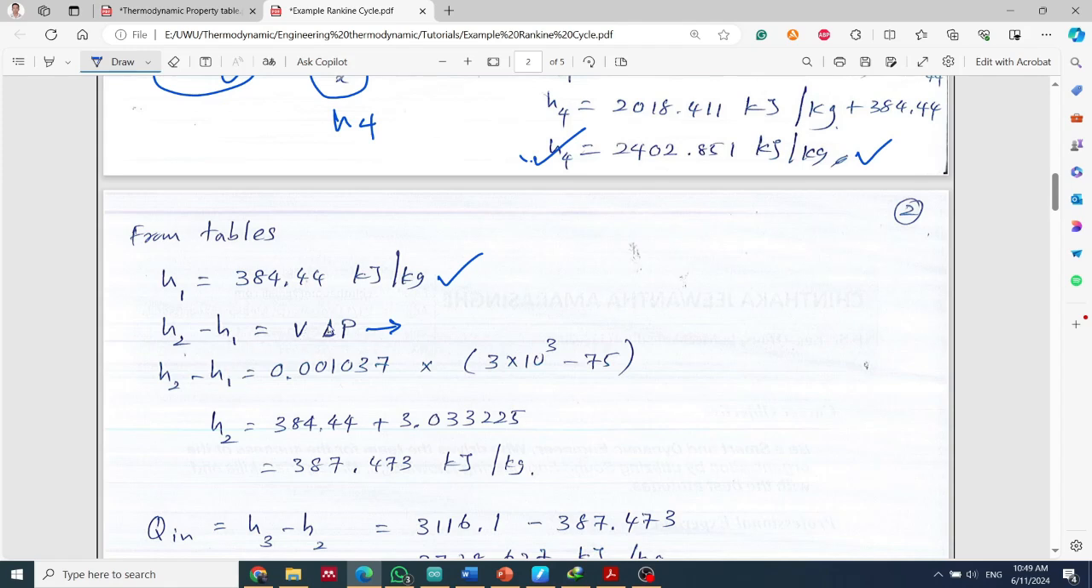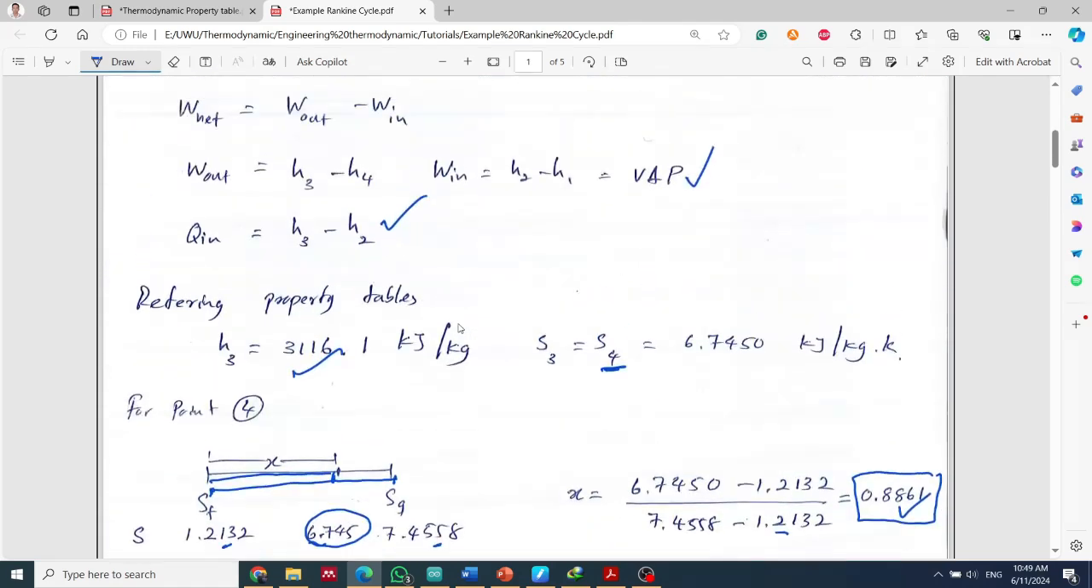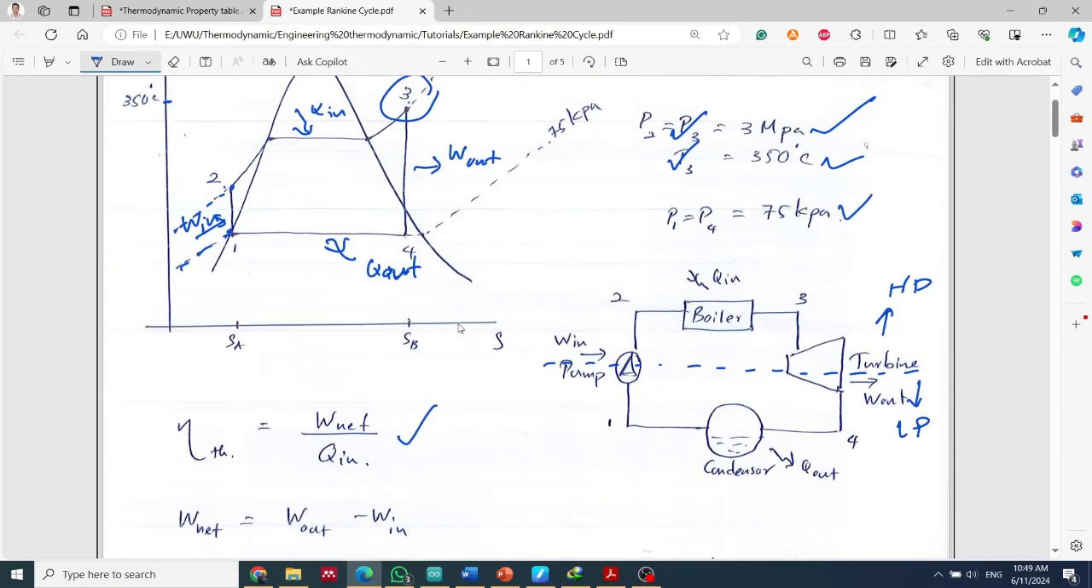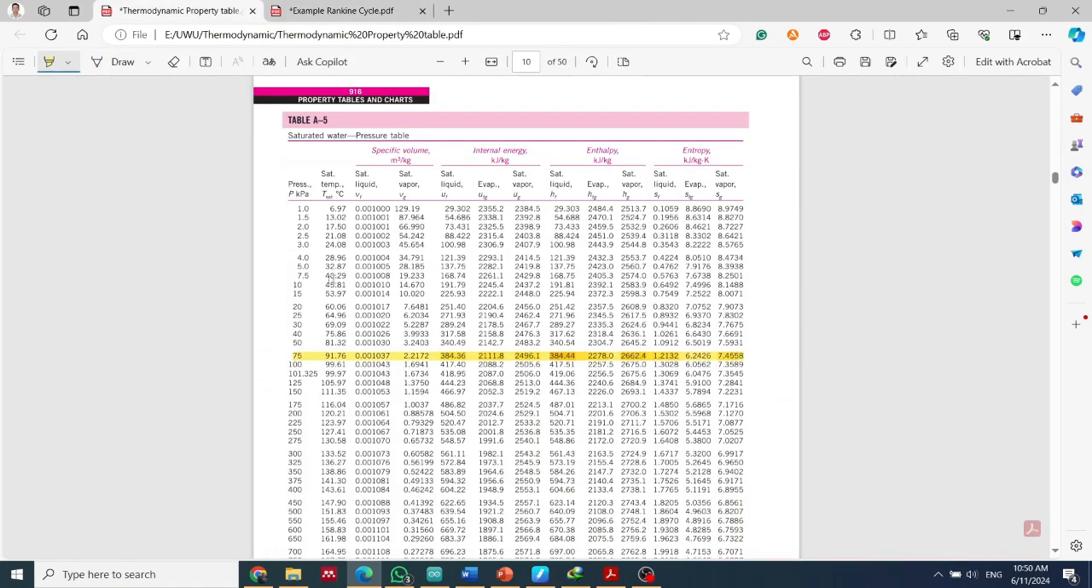So what is V? V is the volume of the fluid. Now why is it fluid? Because we are at this point, so this is 100% liquid. So we are compressing from this point to this point. Therefore we have to take the volume of the fluid. So let me refer to the tables. We are in the 75 kilopascal line and we are referring to the VF. So this is the VF.